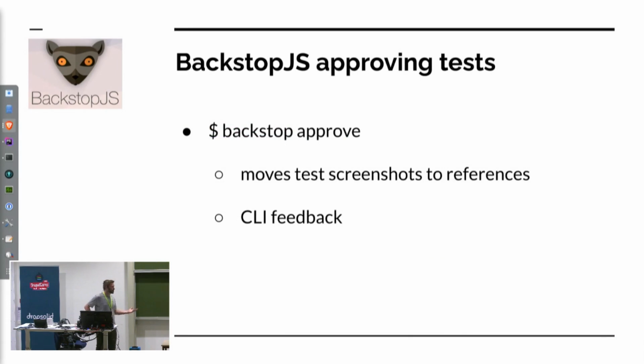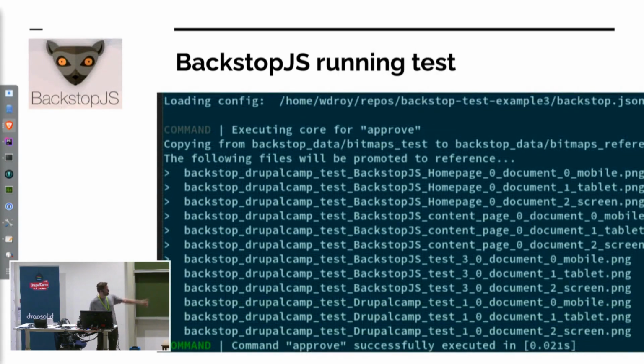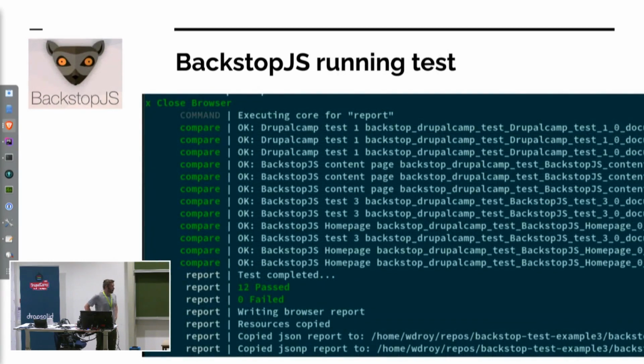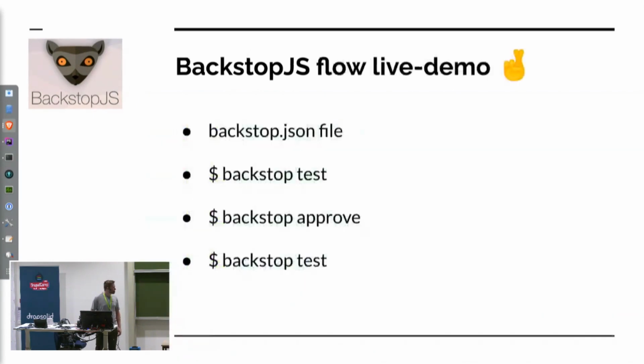And then, of course, the last command you can run is backstop approve. This will move the test screenshots taken to the references and set them as a new baseline. You also get some small command line feedback about that, and you can see here, for example, the screenshot for mobile, tablet and screen.png moved to the reference folder. So backstop tests. This is how a report in this command line looks when you have 12 passed tests, of course.